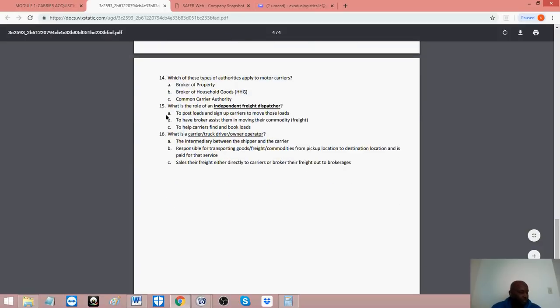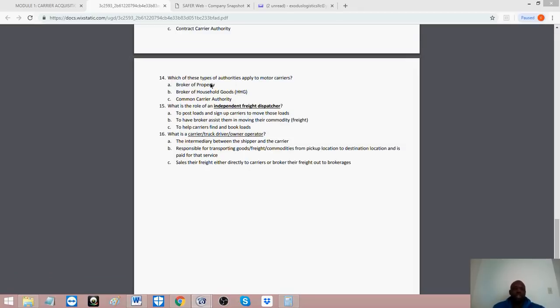Number 14, which of these types of authorities apply to motor carriers? Broker of property, broker of household goods, or common carrier authority? It is C. The other two are the two types of broker authorities. You have broker of property and broker of household goods.